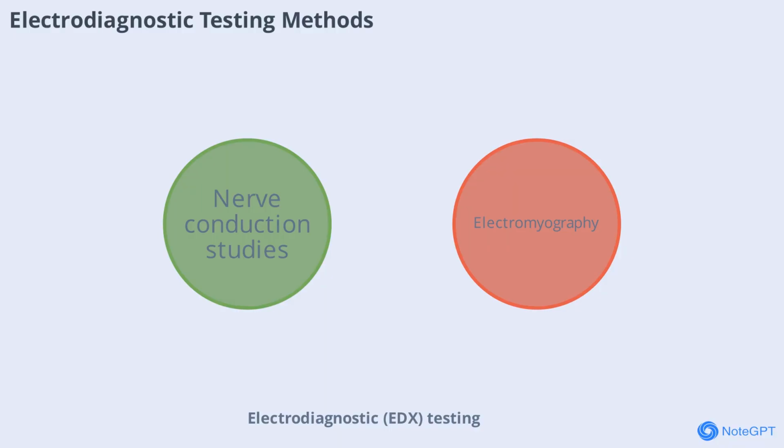Electrodiagnostic (EDX) testing, including nerve conduction studies (NCS) and electromyography (EMG), plays a pivotal role in diagnosing sciatic neuropathy. NCS evaluates the function of sensory and motor nerves by measuring parameters like amplitude, latency, and conduction velocity. EMG, on the other hand, assesses muscle activity and can detect denervation or reinnervation changes. These tests help localize nerve damage, assess severity, and distinguish sciatic neuropathy from other conditions such as lumbosacral radiculopathy or plexopathy. Proper technique and interpretation are essential for accurate diagnosis.